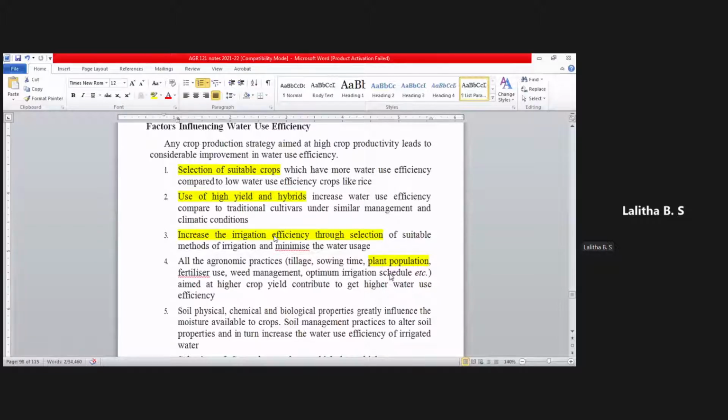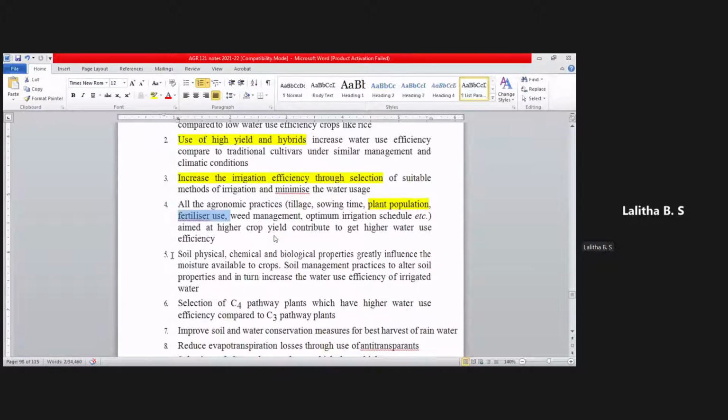In irrigation, we should not give more water, and it should not be less water either. So that's why everything should be in the optimum condition only. By doing this, definitely all the agronomic practices increase the yield, and then automatically the water use efficiency increases.